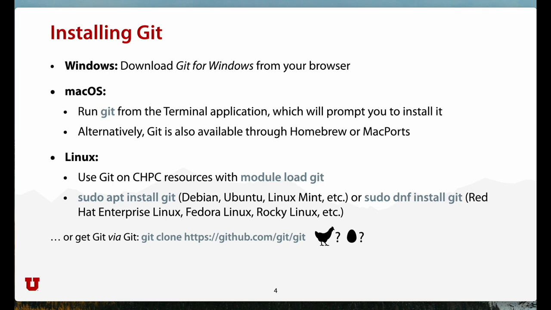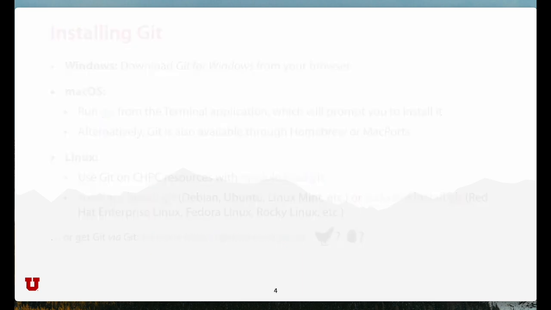On Linux, if you're using CHPC resources, you can use the module system and module load Git. If you're running your own system, you can install Git either through apt on a Debian-based distribution or DNF on an enterprise Linux-like system. Or if you already have Git for some reason, you can git Git via Git, which is a bit of a chicken and egg problem that I thought was a little bit funny.